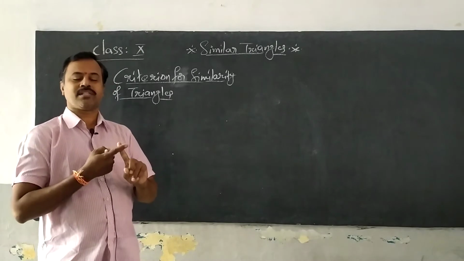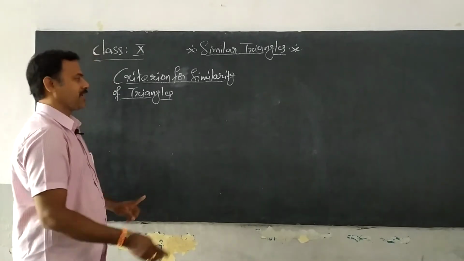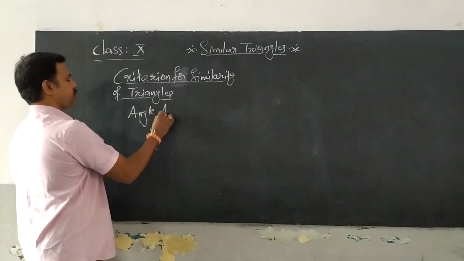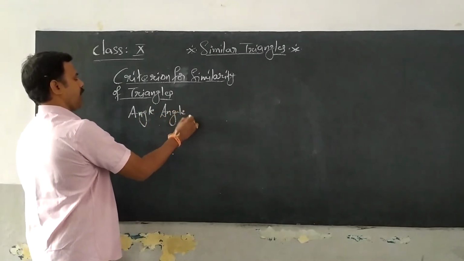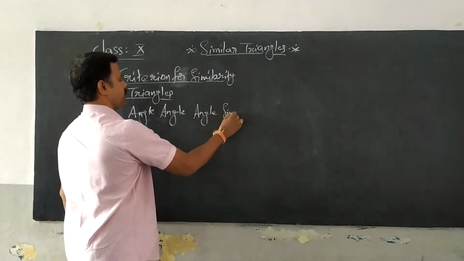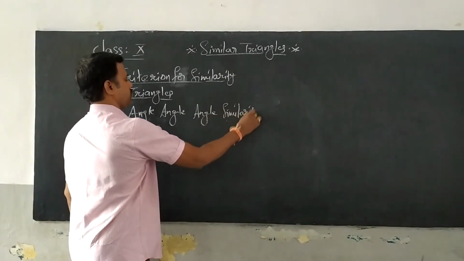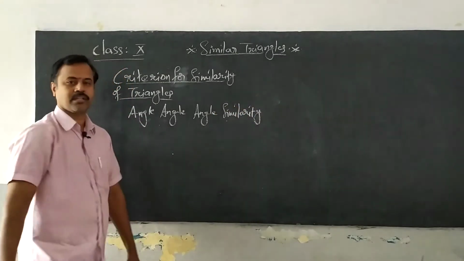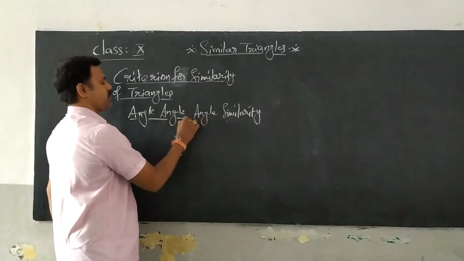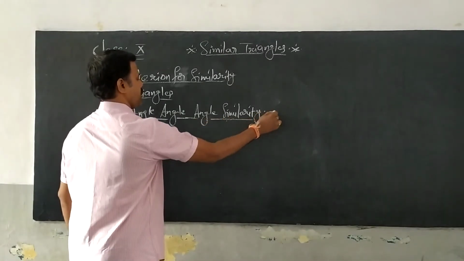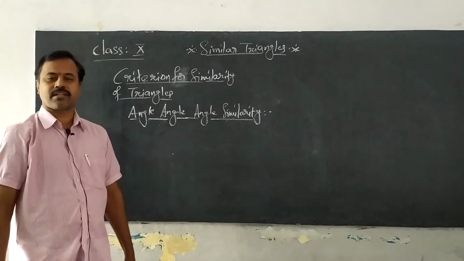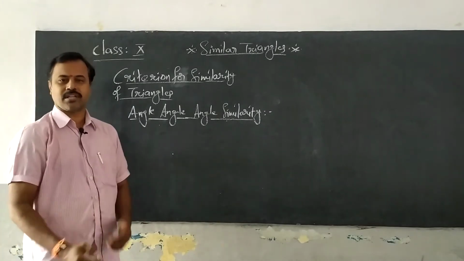The first one is AAA: angle, angle, angle similarity criteria. So, this can be shortly known as AAA similarity criteria. So, what does it say?